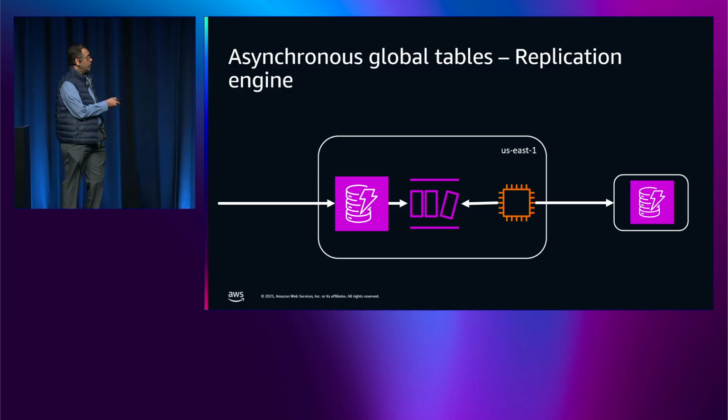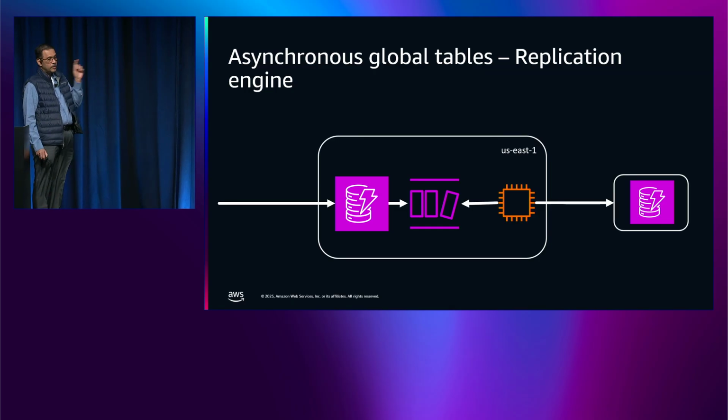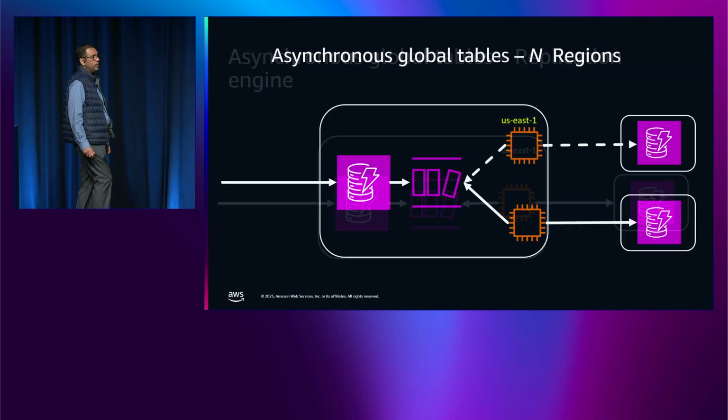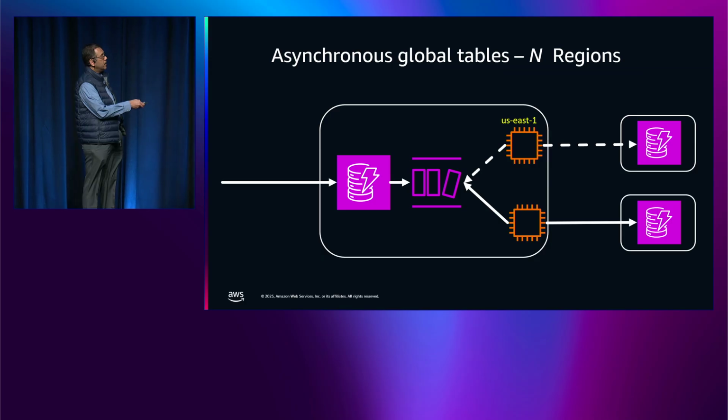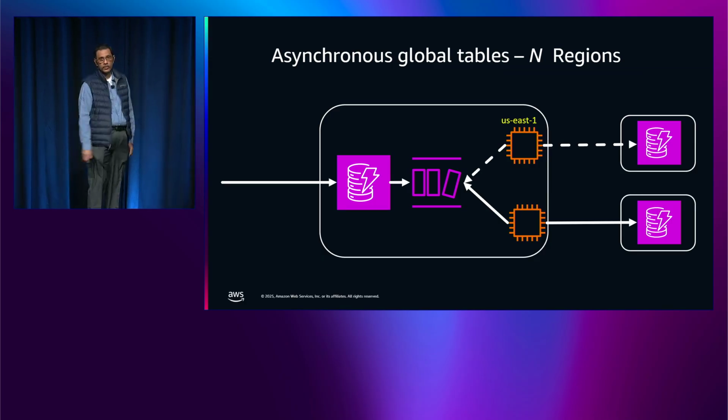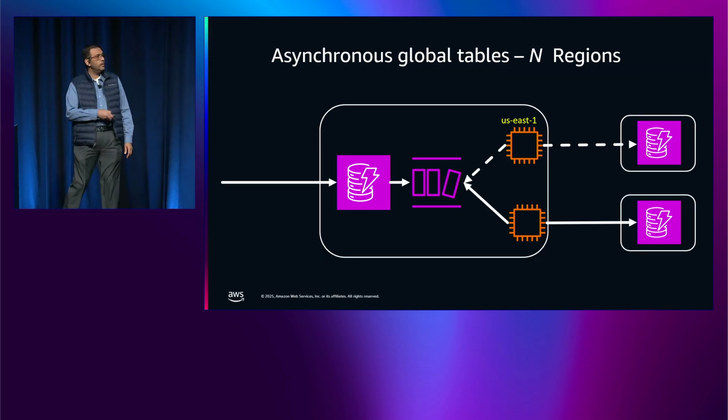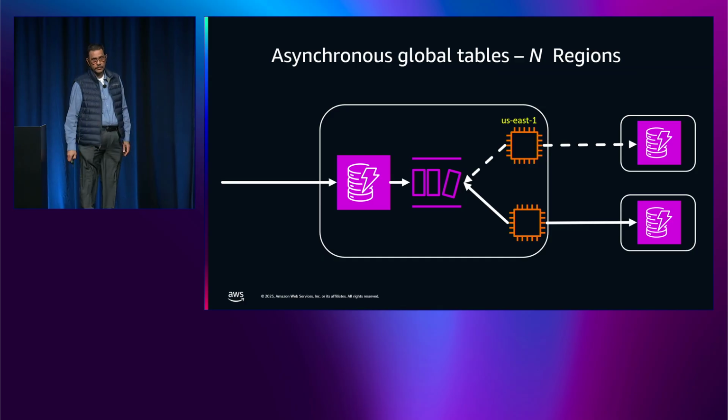Okay? So the sequence is you perform a write in region 1. Once the write is durably written, it goes to streams. The replicator pulls the stream and writes it to the other region. Fairly straightforward, correct? This is 2 regions. What do you do if we have multiple regions? One possible architecture is to have one replicator for multiple regions. We don't. We have one replicator per region.